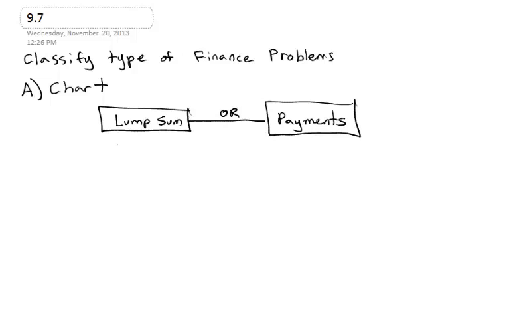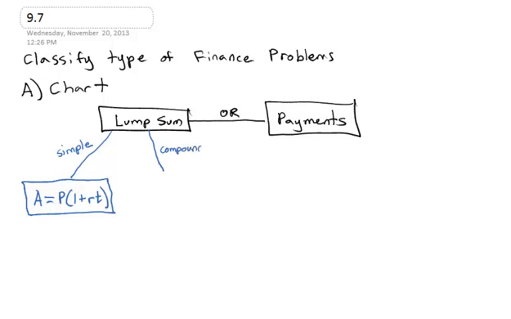Now, if we're dealing with a lump sum, we need to decide what's happening with that lump sum. Are we dealing with simple interest, interest just on the principal? In that case, the final amount, the future value, is P times (1 plus rt). If it's compound interest, interest on interest, which is going to be the case most of the time, then we use that formula, A equals P times (1 plus r over n) to the nt. So lump sums, depending on the type of interest, is going to be one of those two formulas.